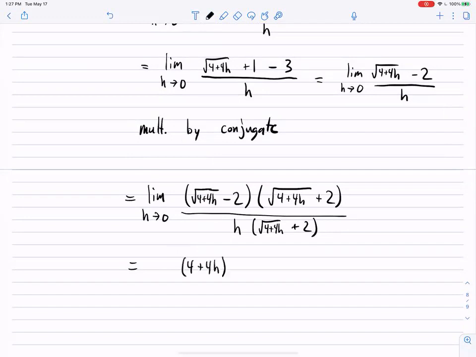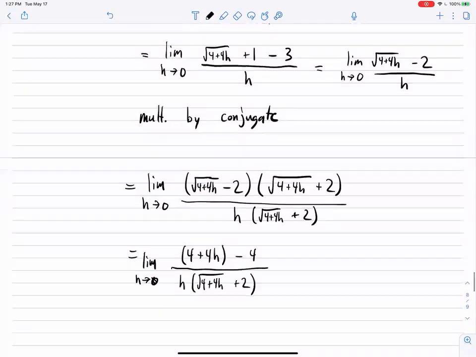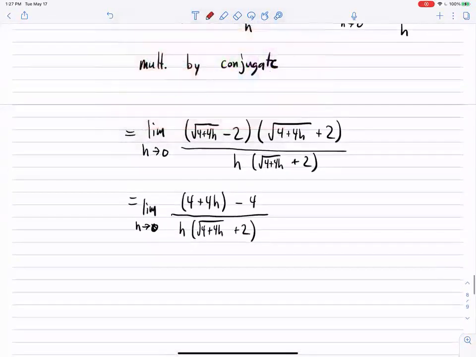The top will just become 4 plus 4h, and then minus 2 squared, which is minus 4, and then all over h. It's the limit as h approaches 0. That's a 0. Limit as h approaches 0, and then I'm not going to do anything with this. I'll just leave it as the square root of 4 plus 4h plus 2. And then something really nice happens. That cancels with that, and then that cancels with that because it's just a 4h on top. And so the h's cancel. And so we're left with something that simplifies really nicely.